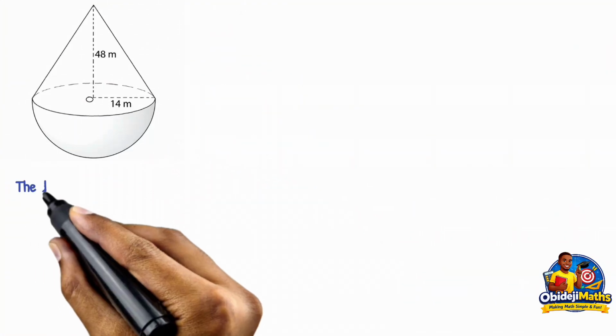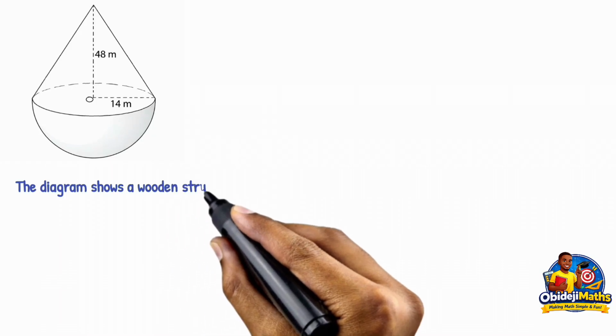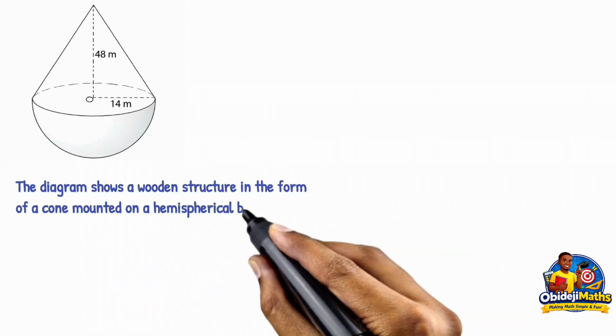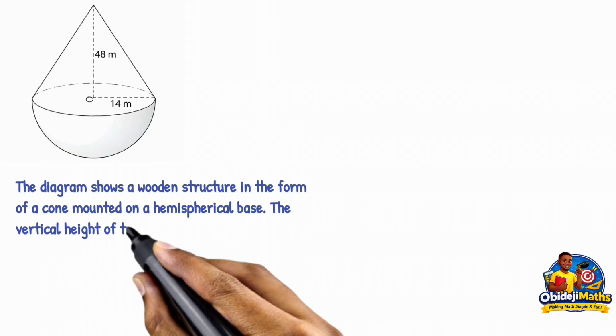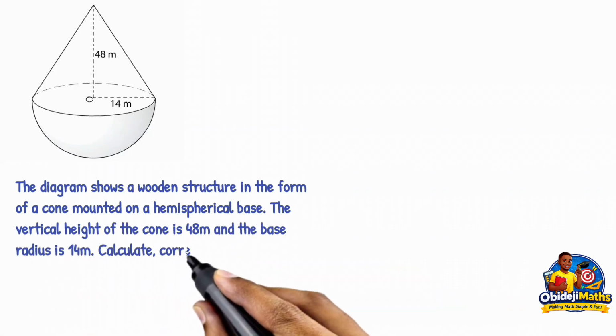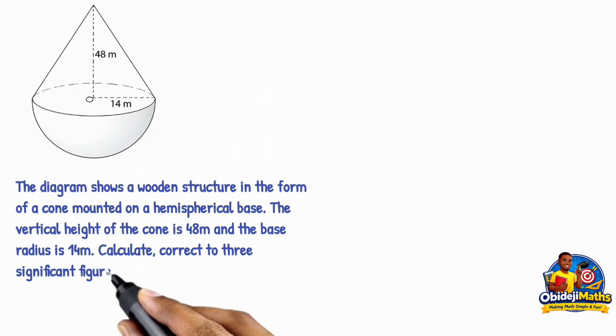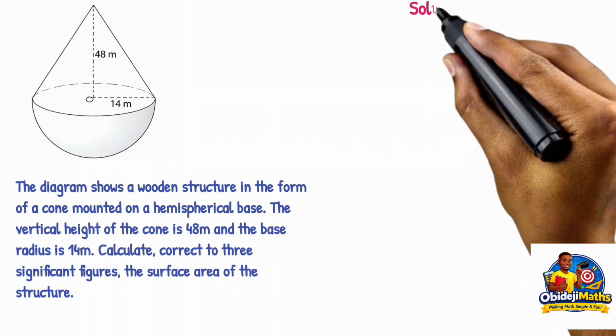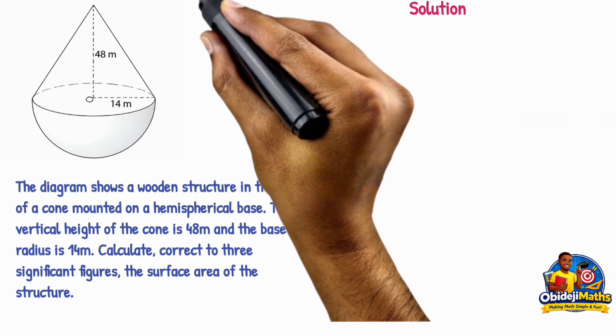Today we are going to be solving a question on mensuration, solid mensuration. The diagram shows a wooden structure in the form of a cone mounted on a hemispherical base. The vertical height of the cone is 48 meters and the base radius is 14 meters. Calculate, correct to three significant figures, the surface area of the structure. Now let's go straight to the solution.